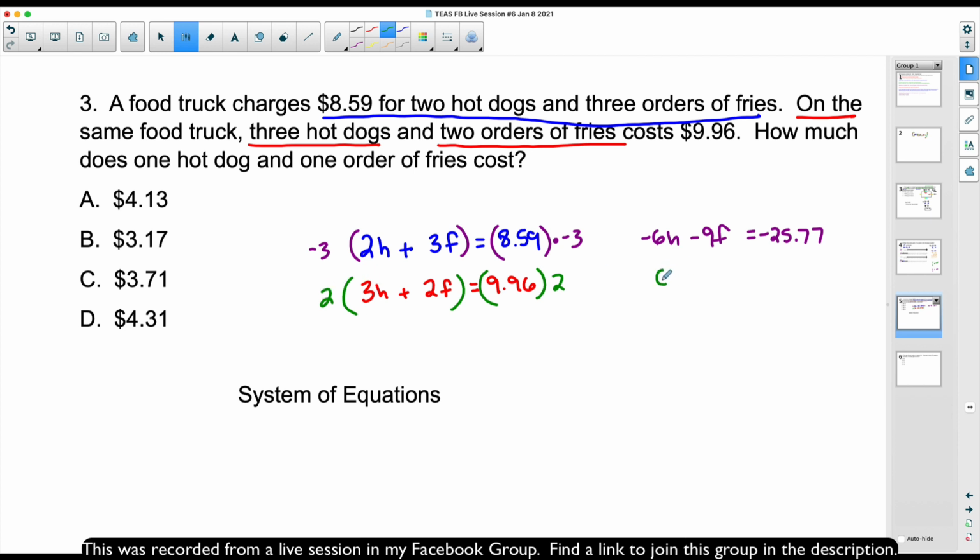2 times 3h is 6h. 2 times 2f is 4f. And then if we double the 9.96, 19.92. Now I know some of you are saying, why -3, why 2? Look at this. I didn't have to do -3. I didn't have to do 2. There's so many other numbers you can pick. But what I want y'all to notice, by me multiplying by -3 right here, and by me multiplying by 2, look at our h's over here. Check out our h's right here. They cancel out. They get eliminated.